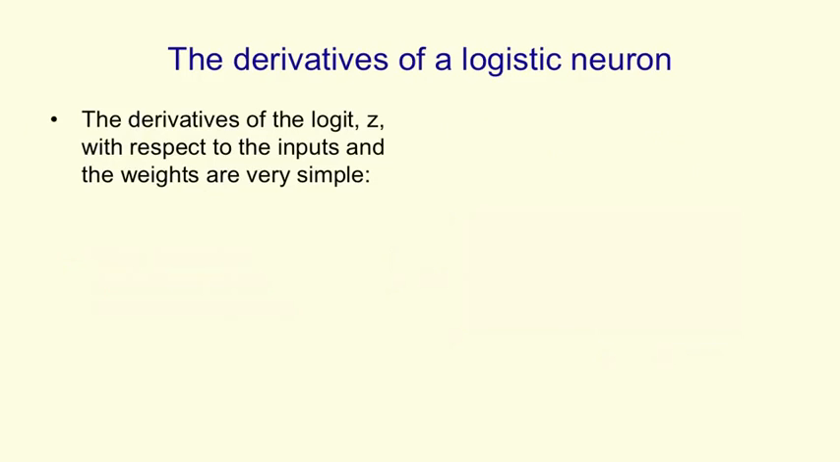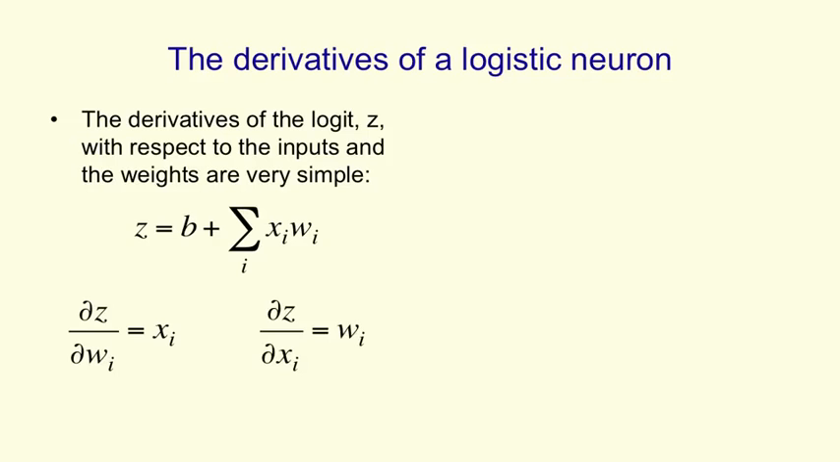So to get the derivatives of a logistic neuron with respect to the weights, which is what we need for learning, we first need to compute the derivative of the logit itself, that is the total input, with respect to a weight. That's very simple. The logit is just a bias plus the sum over all the input lines of the value on the input line times the weight. So when we differentiate with respect to wi, we just get xi. So the derivative of the logit with respect to wi is xi, and similarly, the derivative of the logit with respect to xi is wi.